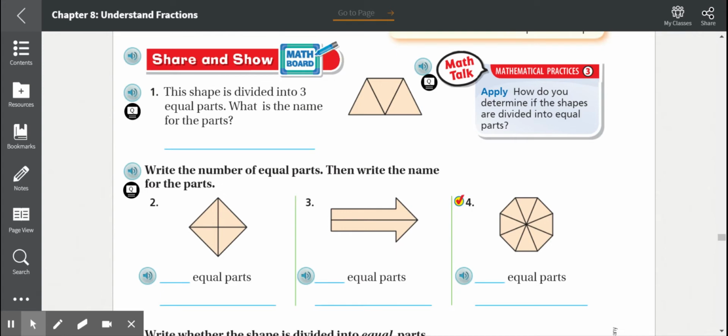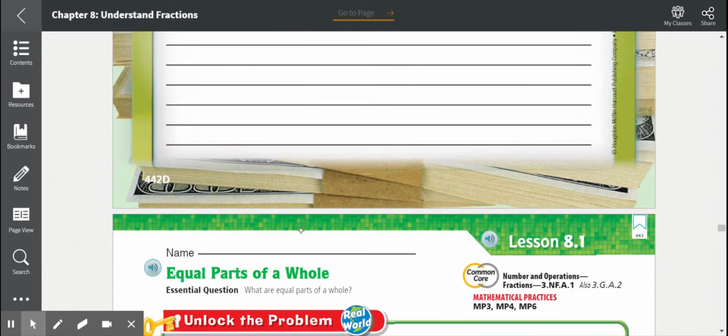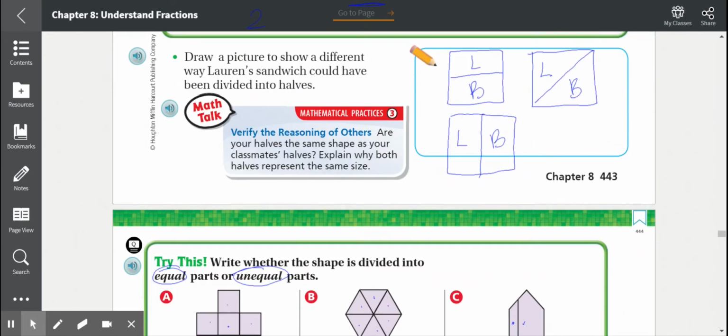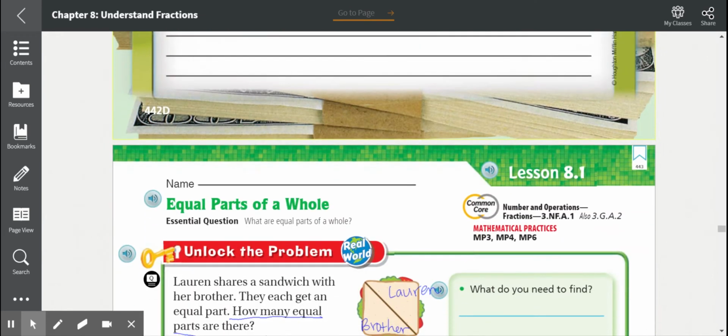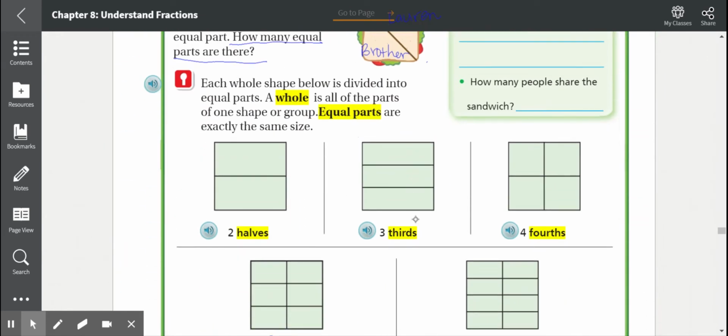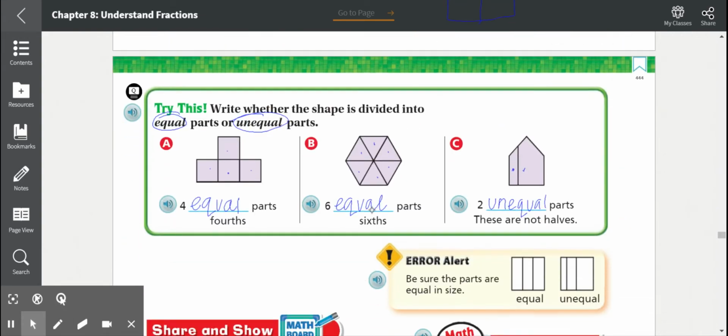Okay, moving on. This shape is divided into 3 equal parts. What is the name for the parts? We have 3 equal parts here, and what they're asking us is to go back and use these words. Remember, when we say 3 equal parts, 1, 2, 3, it's called thirds. So you might have to flip back to this page to know what are 4 equal parts called? What are 6 equal parts called? The 3 equal parts are called thirds.